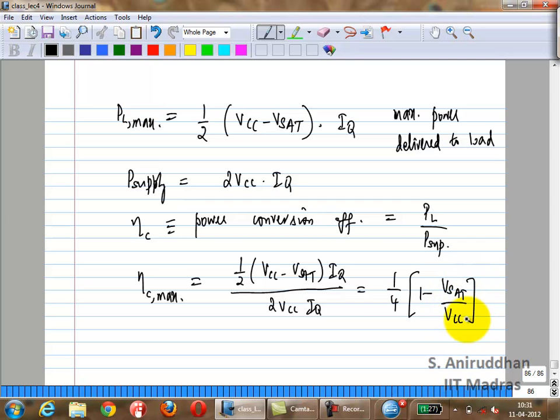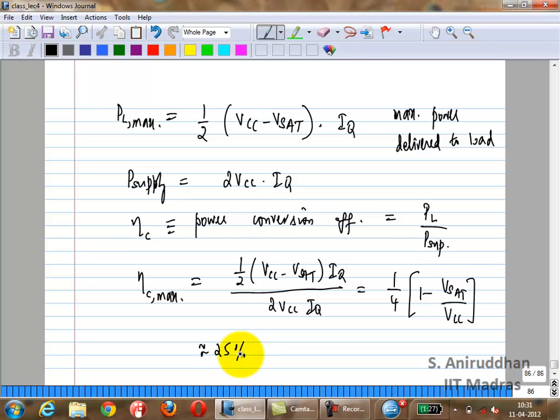Correct? And we also know VSAT is typically much smaller than VCC. Okay? So the efficiency of this particular stage is around 25%. So for every milliwatt of power you are delivering to the load, you have to burn 4 milliwatts from the supply. Right? This efficiency is actually not very large.